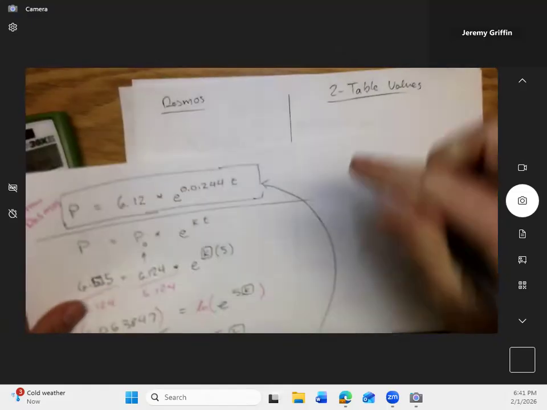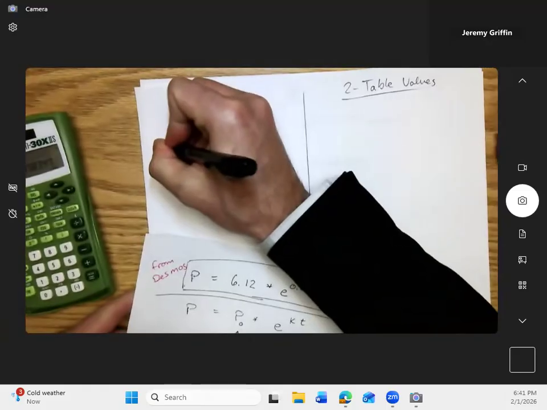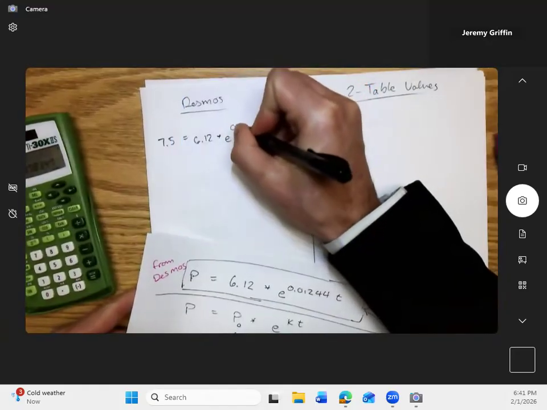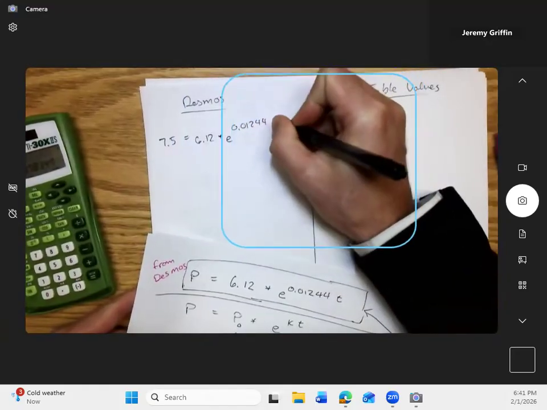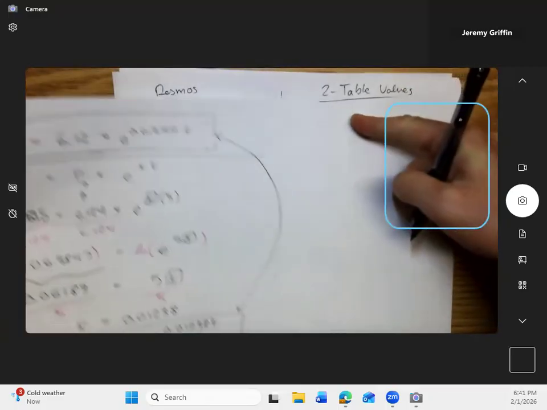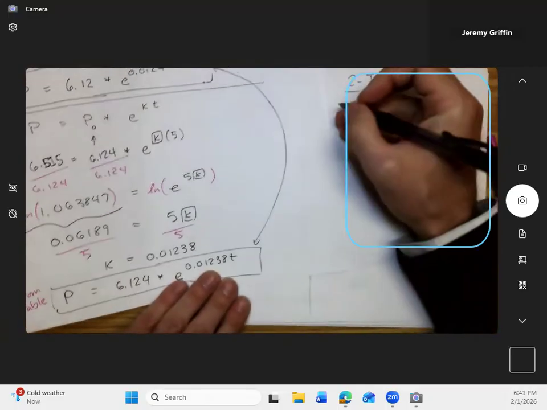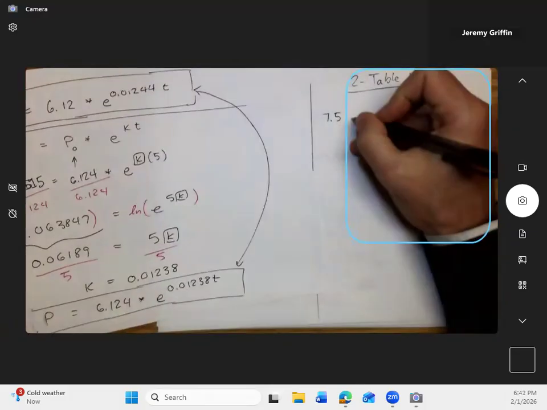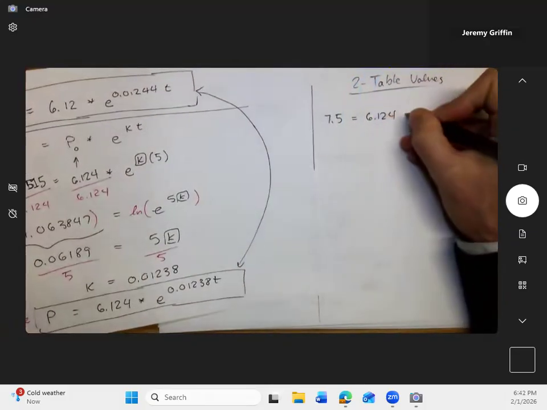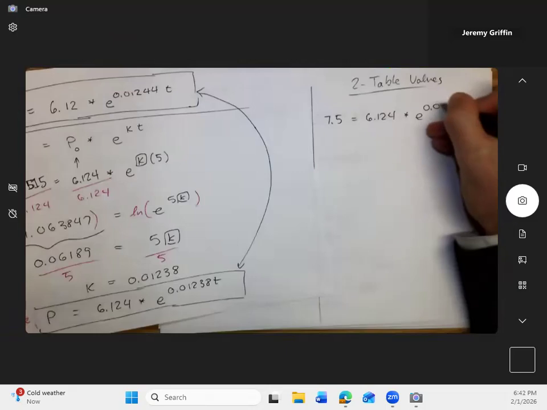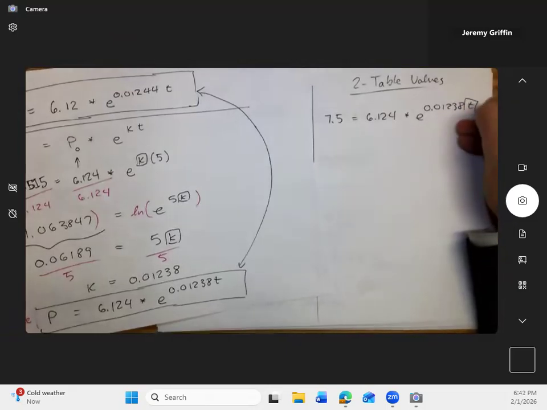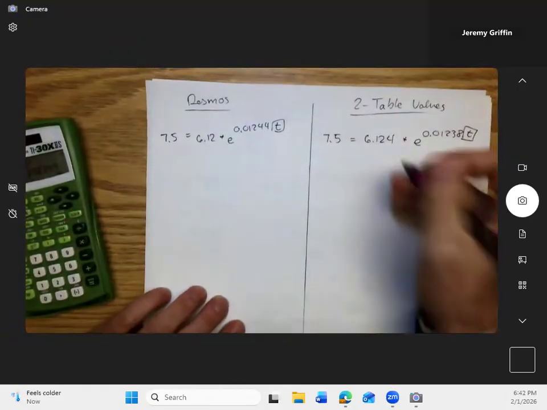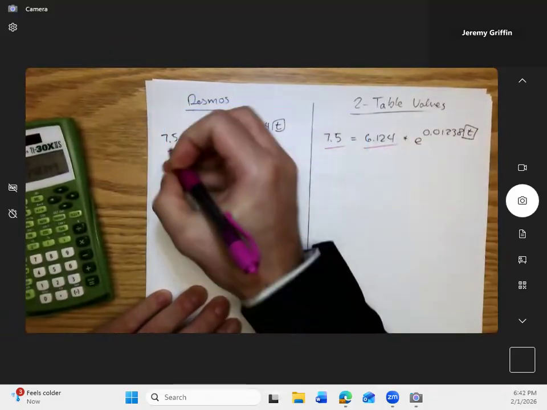On the Desmos side, I get 7.5 equals 6.12 e to the 0.01244 t, and we're going to solve for t. And then my own equation that I derived on paper, we're again aiming for 7.5. That's going to take the place of this p. The original value was 6.124, and then e to the 0.01238 t. Again, we're solving for t. So how much time does it take to reach 7.5 billion? Divide each side by its respective coefficient.